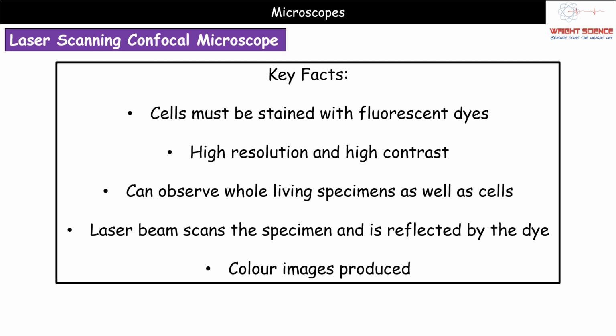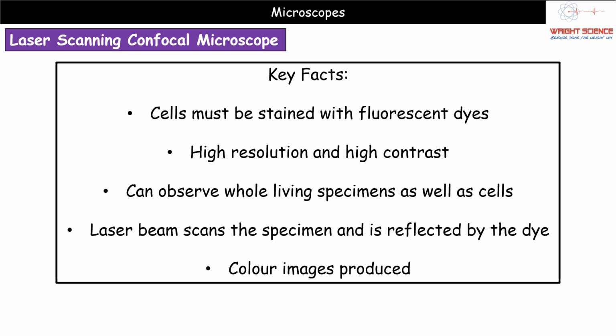The second type of microscope is the laser scanning confocal microscope, the delightful mouthful. Now, in terms of our key facts on this one, in order to use our laser scanning confocal microscope, we need to stain our cells with these fluorescent dyes first of all. Now, once we've stained them, what we're going to do is use a laser beam, hence the laser scanning, and we literally scan the surface of our specimen. Where the laser hits some of these fluorescent dyes, it reflects. Now, that allows us to generate this colour image.